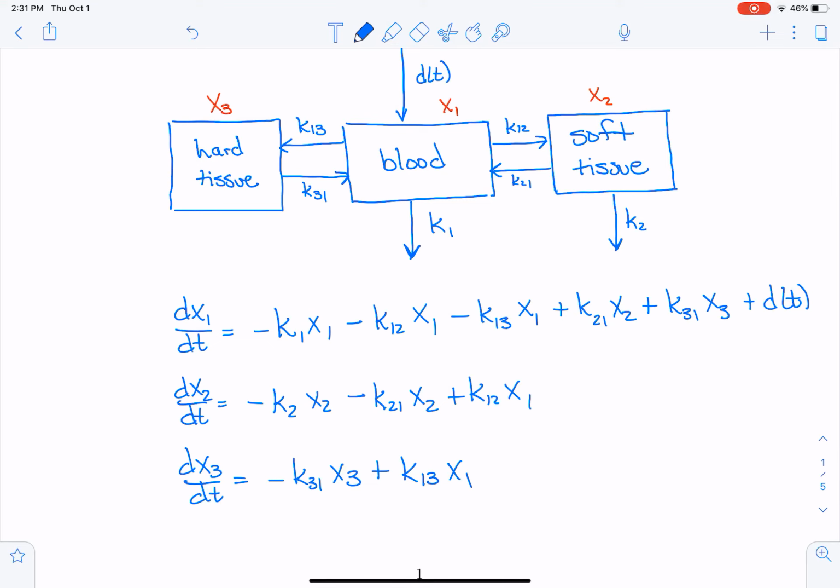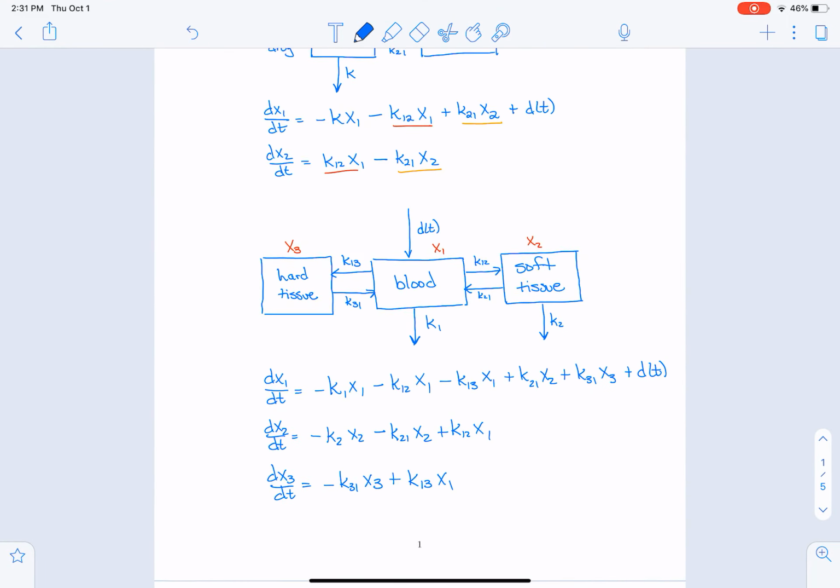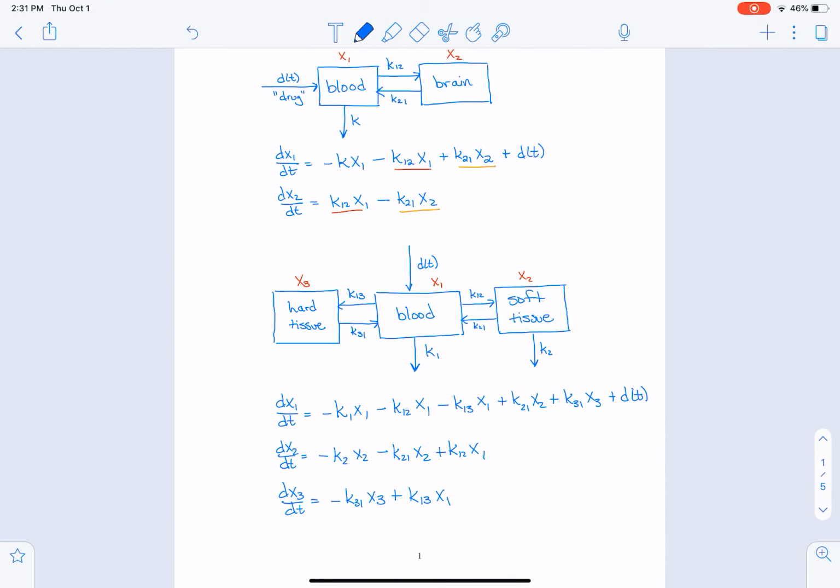I do want to note for both of these compartment models, if you look at them here, you can see that both of the systems are linear. All of the terms x1, x2, and x3 are linear. We don't see any combination terms between x1 and x2 or x1 and x3. And both of these models are in fact going to be non-homogeneous. That is because we're going to have the drug being introduced at a rate d of t that's independent of the compartments x1, x2, and x3.